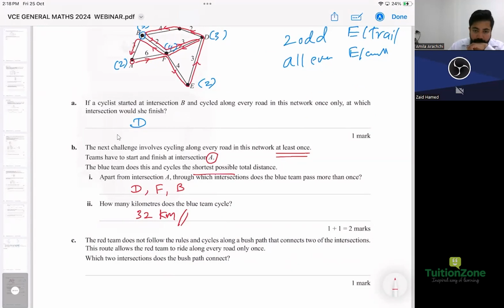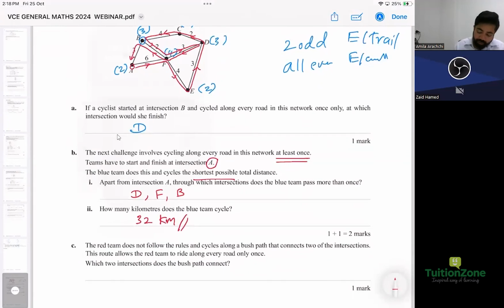So the red team is allowed to ride along every road only once. If it is every road only once, it means what? It's a Eulerian trail, isn't it? And they ask which two intersections the bush path connects. We know what they are. If it is every road once only, it means the two odd vertices, which are B and D. That's an easy question: B and D. That's the only way you can do every road once only.